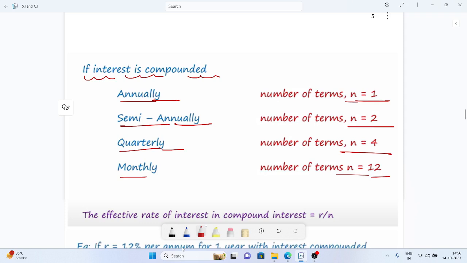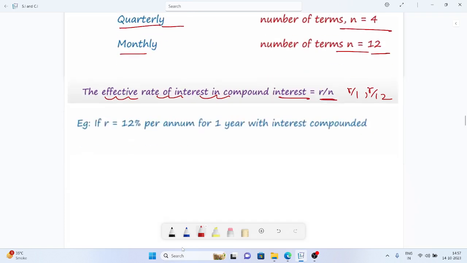And the effective rate of interest. What is the effective rate of interest? In compound interest it becomes r by n. If it is compounded annually, it is r by 1. If monthly, r by 12, like this. Okay, you got this? So note this down. Then we see one example which will clarify the concept more. Okay, done. So we move forward.